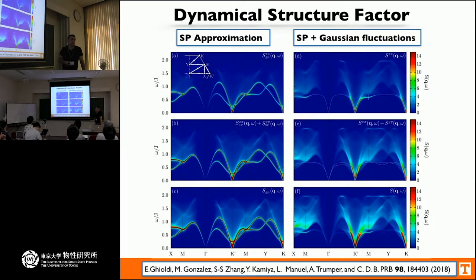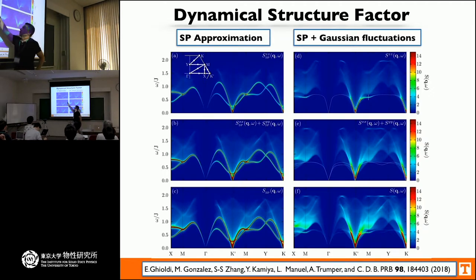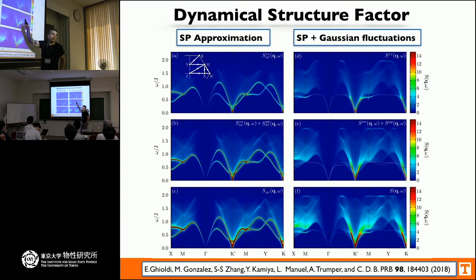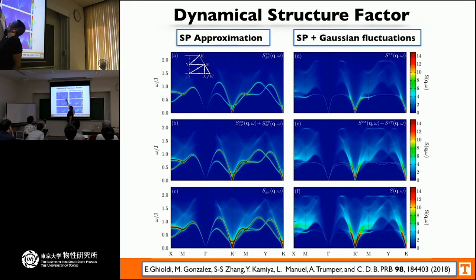When you finally do the calculation and add this diagram, you find that there is a qualitative improvement of the result going from the saddle point to the saddle point plus 1/n correction. In other words, as one would expect, adding the interaction between spinons mediated by the gauge fields does modify the dynamical response in a qualitative fashion.